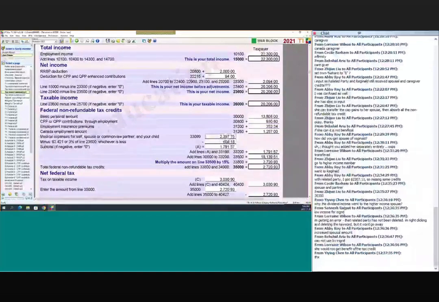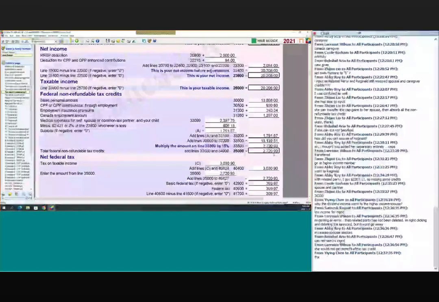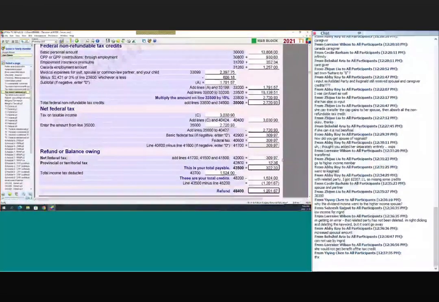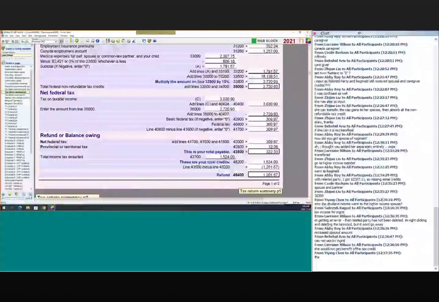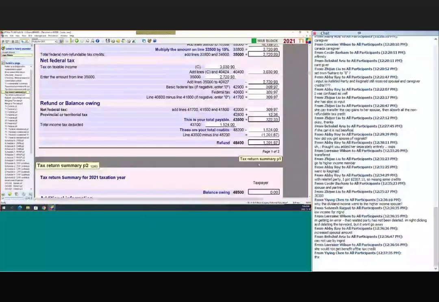And it certainly makes sense to have her claim them because she has the lower income. Therefore, the threshold is lower. So in this case, she can claim the medical expenses, and then she still has some tax payable. And then the income tax deducted was $1,524. So we end up with a refund of $1,201.67 for Jane.